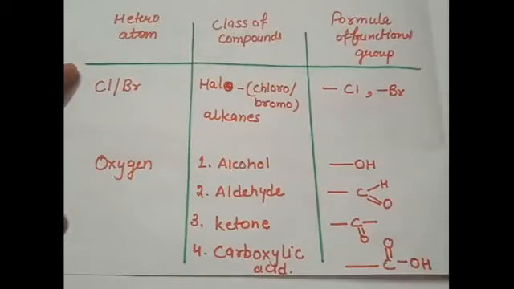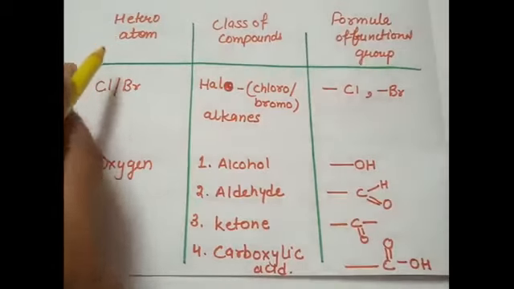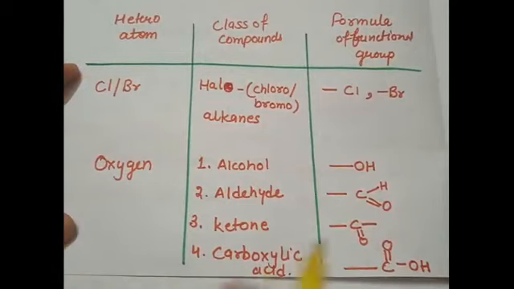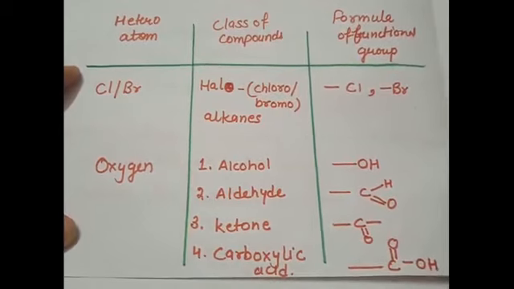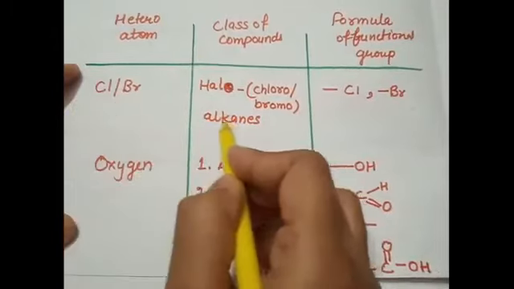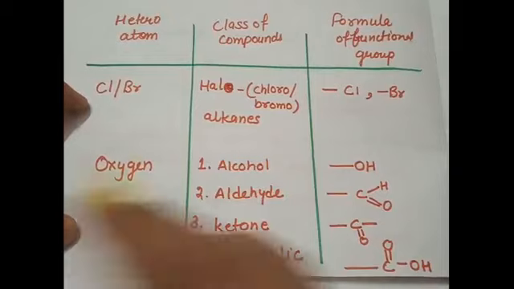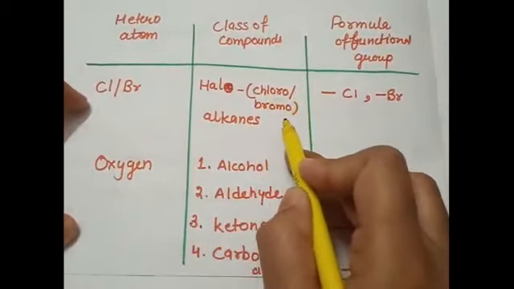First, the atom or group of atoms that will replace the hydrogen in the carbon chain or ring is called the heteroatom. This is written in the first column. Then we have the class of compounds in the middle column, and then the formula by which it is connected to the carbon chain or ring. The first heteroatoms are chlorine or bromine. They are known as haloalkanes in the class of compounds. Their names will be chloro or bromo.